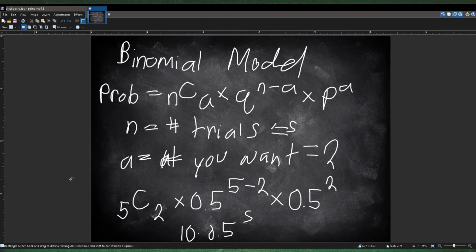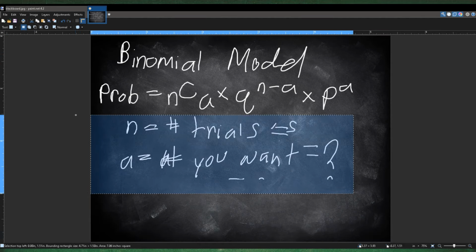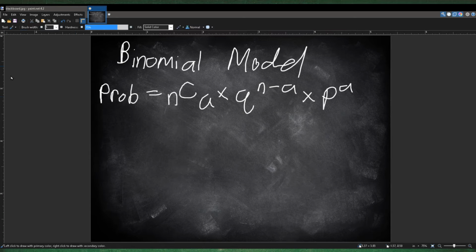All right. Let's delete this. So just know this formula, and basically you'll get it.